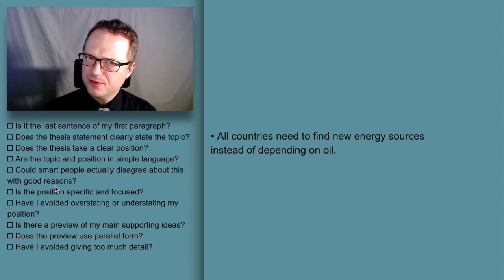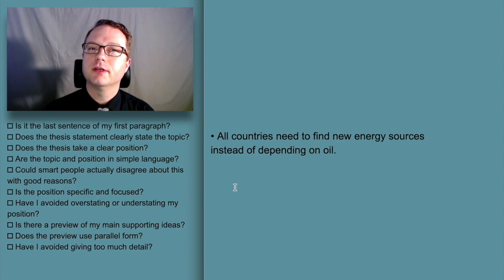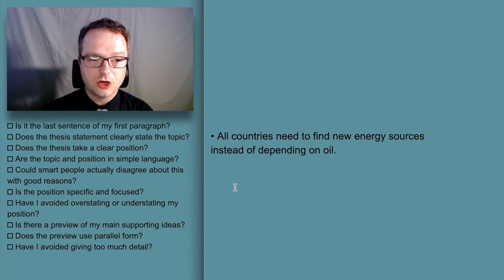This is getting close to being pretty obvious, because the media for quite a while now has talked about the dangers and the problems with oil. But depending on how we focus it, we might be able to get by an obvious position by focusing a lot in our preview and in our details. And that's one way to get around the problem of a kind of obvious topic. Is the position specific and focused? Have I avoided overstating or understating my position?